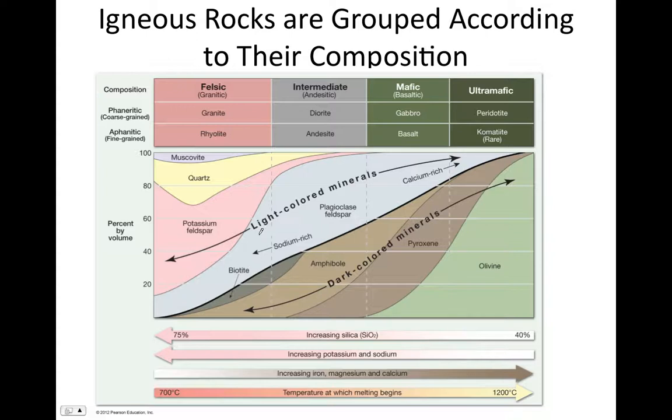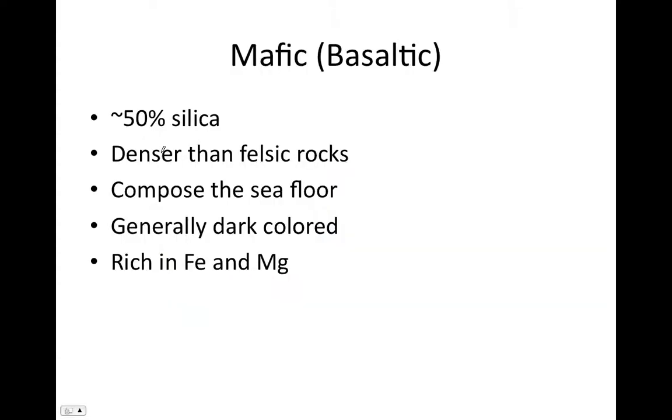Felsic igneous rocks contain muscovite, quartz, a lot of potassium feldspar, and sodium-rich plagioclase feldspar. Remember, plagioclase feldspar is a feldspar that has either sodium or calcium. As far as the ferromagnesian silicates, it contains biotite and some amphibole, usually hornblende. Remember, hornblende is the most common mineral in the amphibole group. So felsic igneous rocks are mostly light non-ferromagnesian silicates, which makes them generally light in color too.